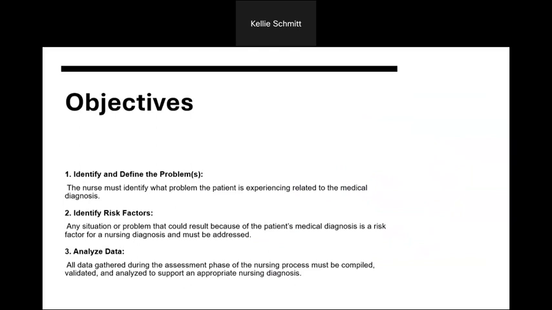In the diagnosis phase, the nurse follows a set of objectives that end with developing the nursing diagnosis or diagnoses used to establish the care for that patient. The first thing that the nurse needs to do is identify what problem the patient is experiencing related to the medical diagnosis. From there, we need to identify any risk factors. Any situation or problem that could result must be identified and addressed.